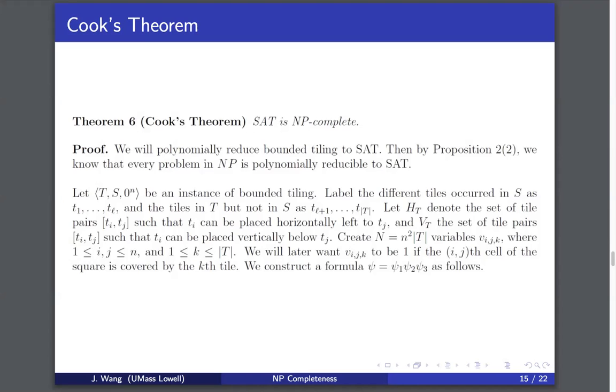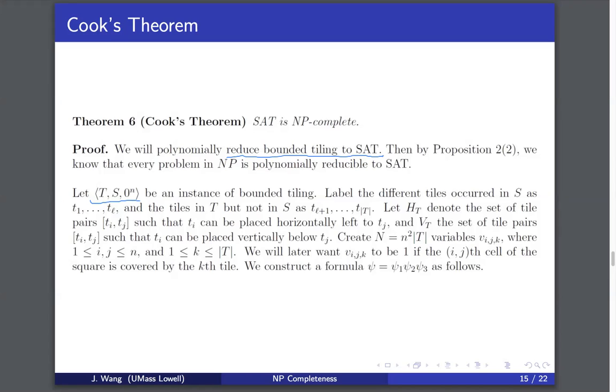So what we're going to do is to reduce bounded tiling to SAT. Now remember, bounded tiling is NP complete. So if we can reduce an NP complete problem to a new problem, that new problem is also NP complete because the reduction is transitive. So now we're going to reduce bounded tiling to SAT. Okay, so first, let's look at an instance of bounded tiling. It is S as 0 to the n. And then we are going to use a Boolean formula to represent the tiling process. Okay, so that's the idea, right?